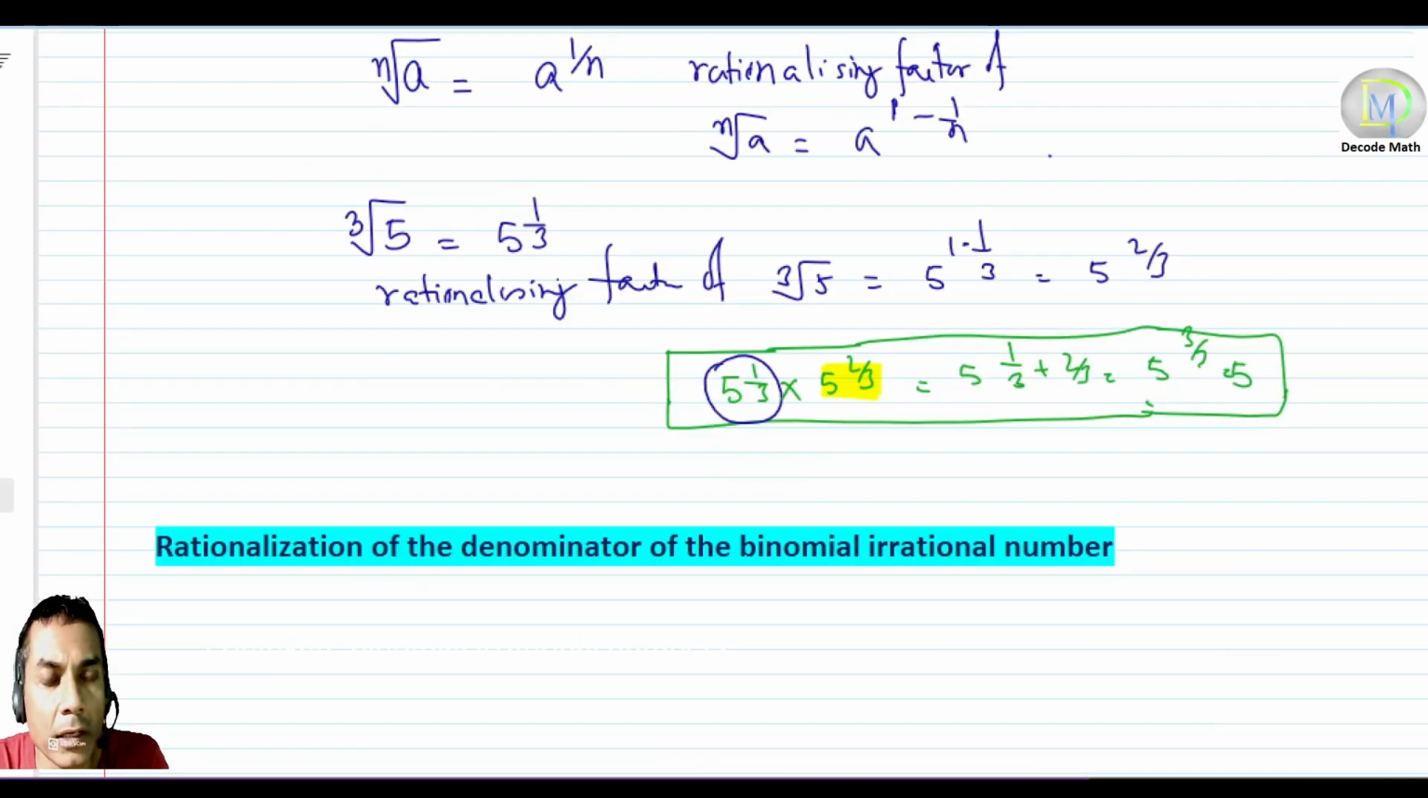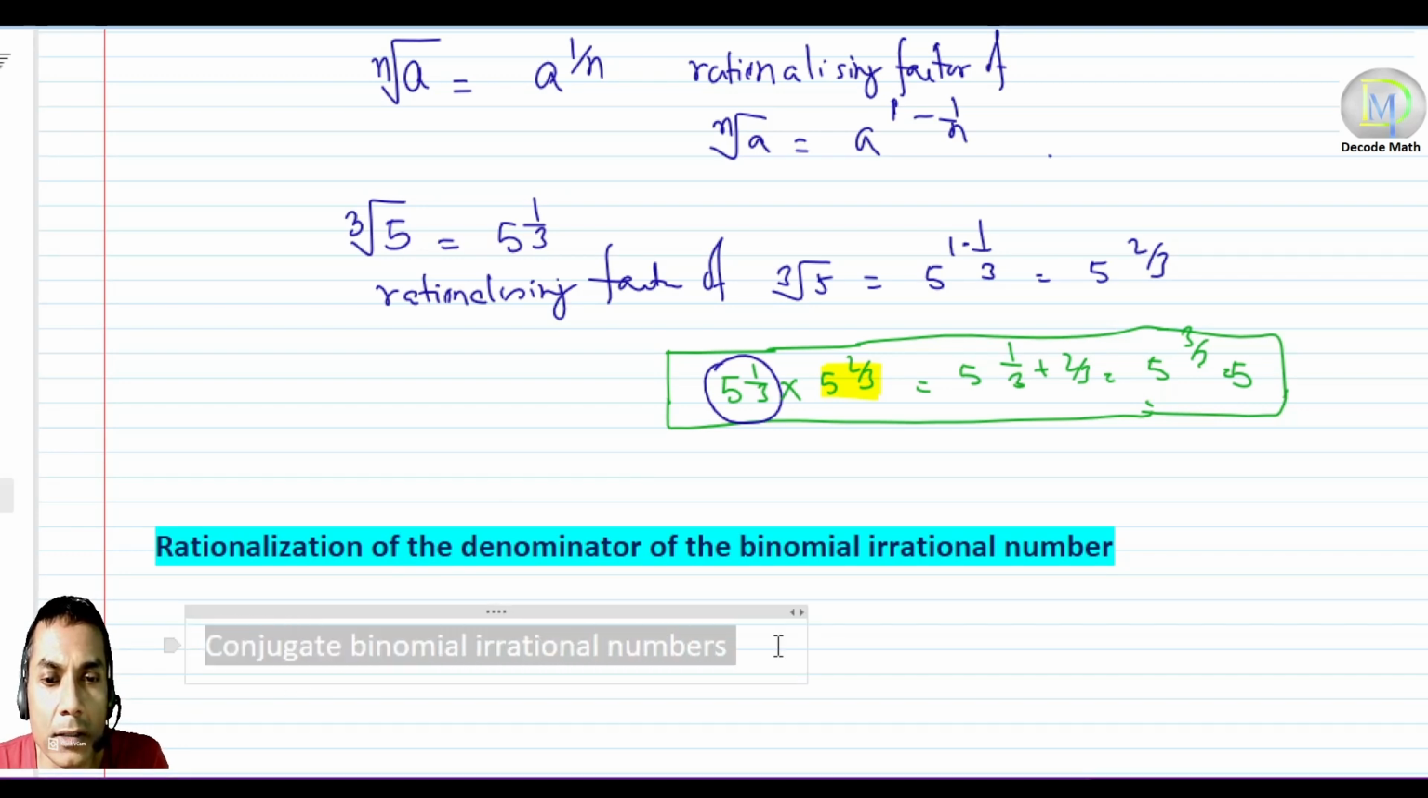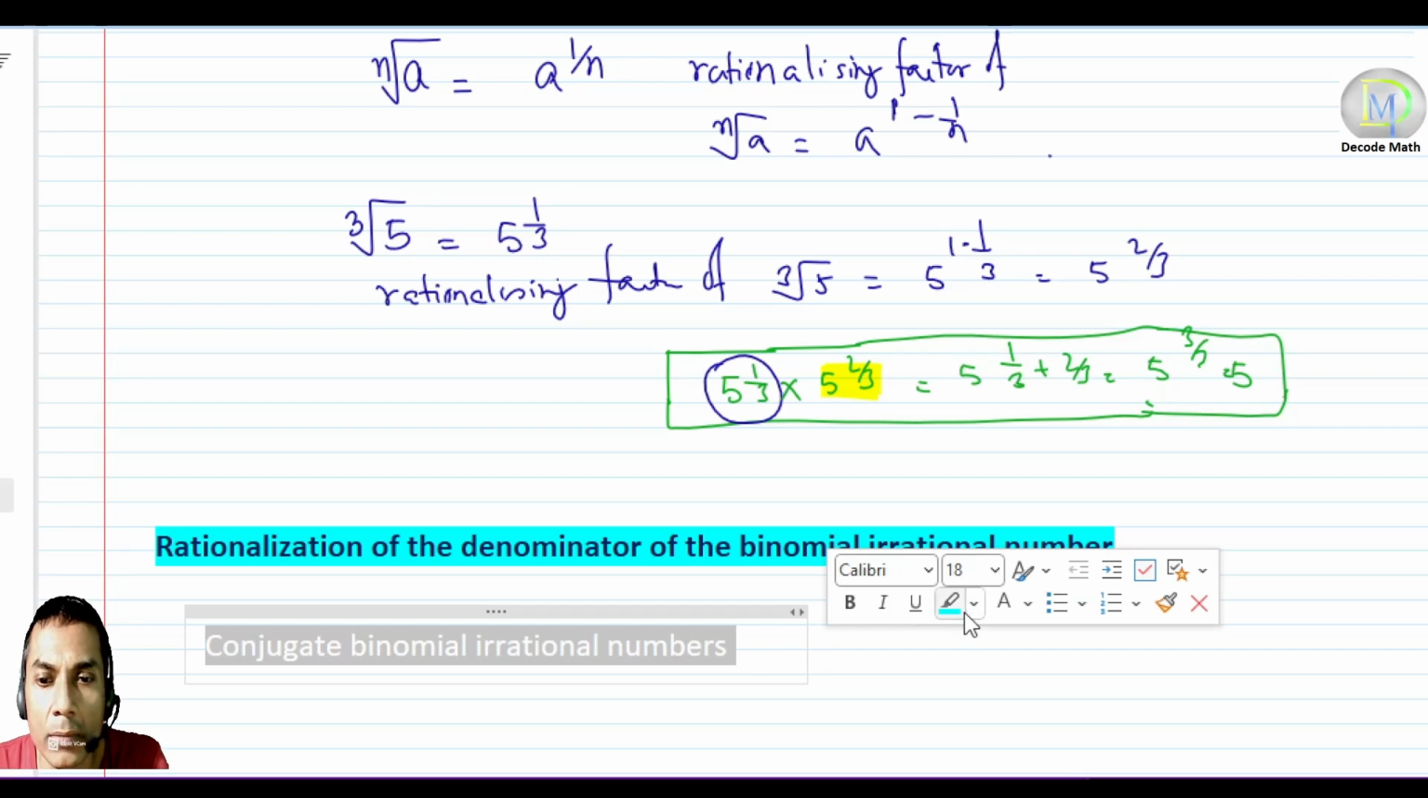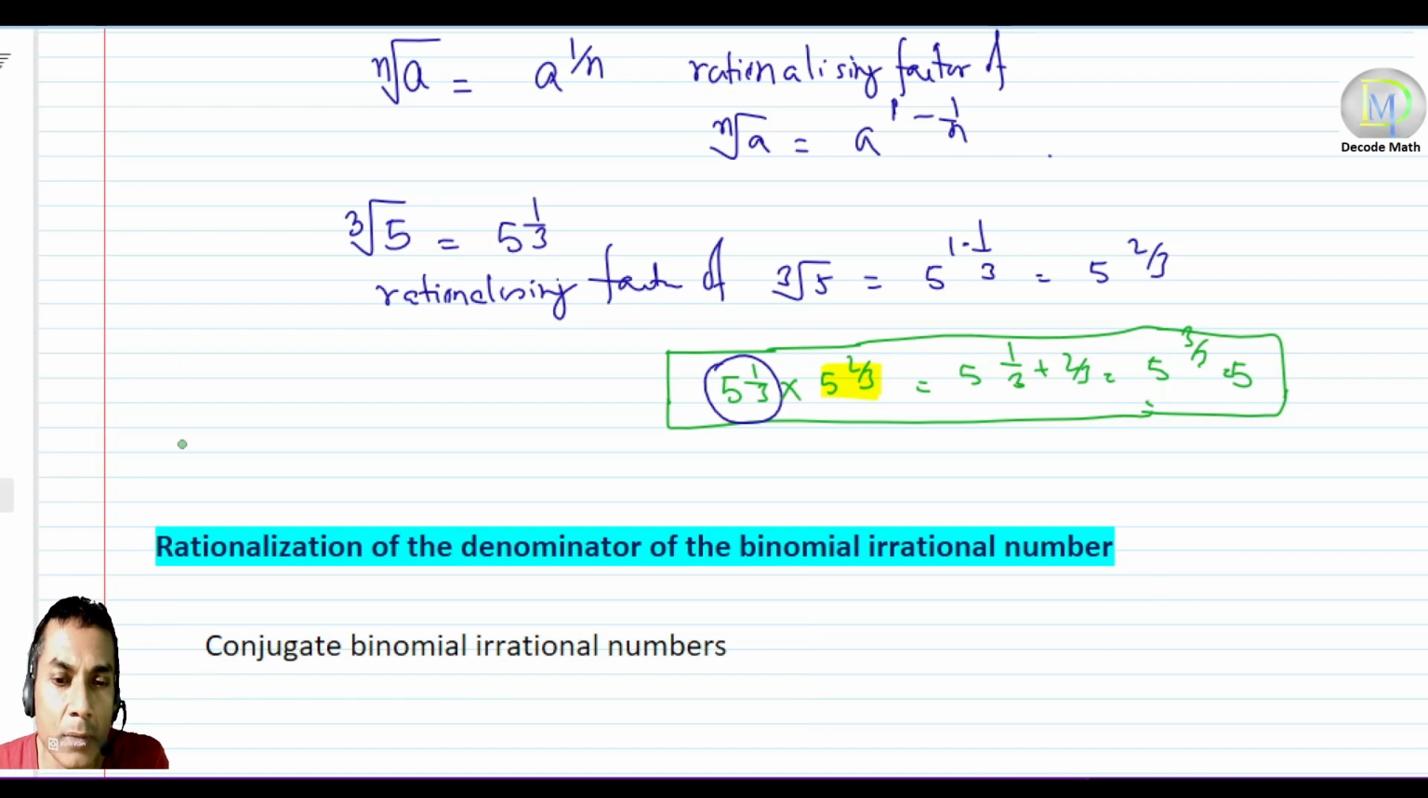So now we learn the rationalization of the denominator of the binomial irrational number. Before that, we should have a clear idea about the conjugate of an irrational number. So the conjugate of a binomial irrational number, let's take the general example, root a plus root b. What will be the conjugate of this number? The conjugate will be root a minus root b. So they are conjugate to each other.